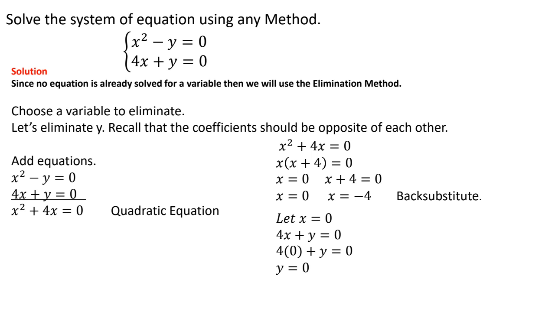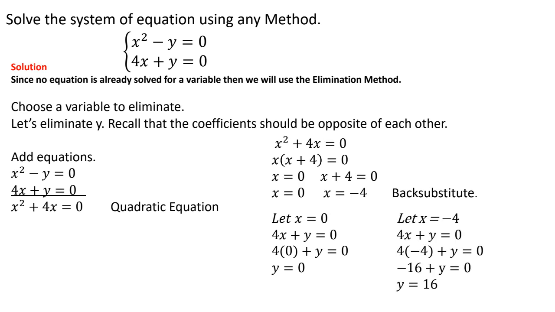So I have 4 times 0 plus y equals 0. 4 times 0 is 0, so y is equal to 0. That's one of the solutions. Let's go ahead and choose now the negative 4. So 4 times negative 4 plus y equals 0. 4 times negative 4 is negative 16. Add 16 on both sides, so y is equal to 16.